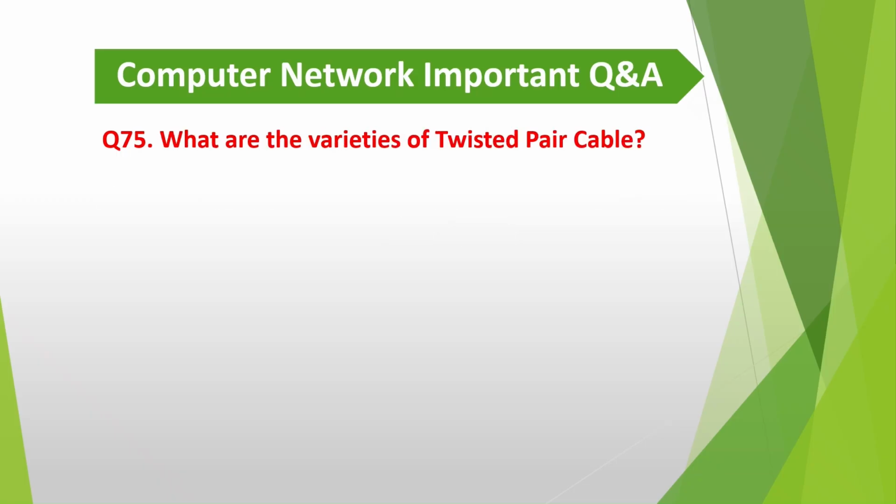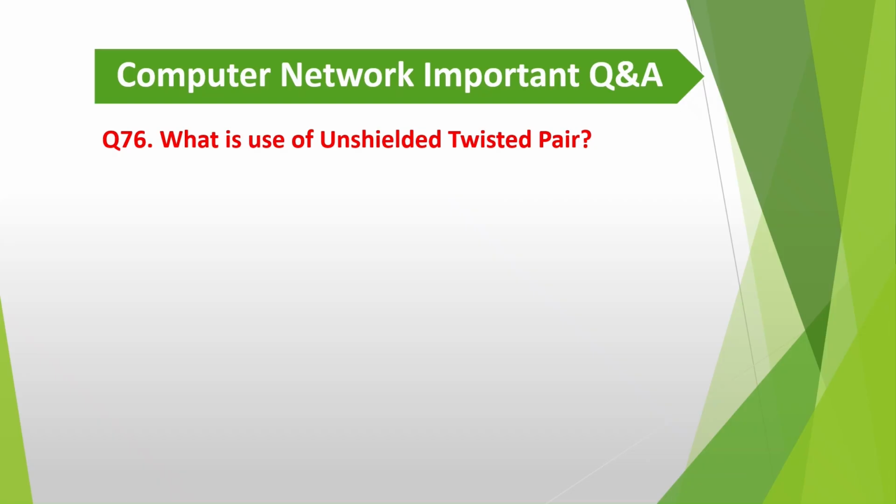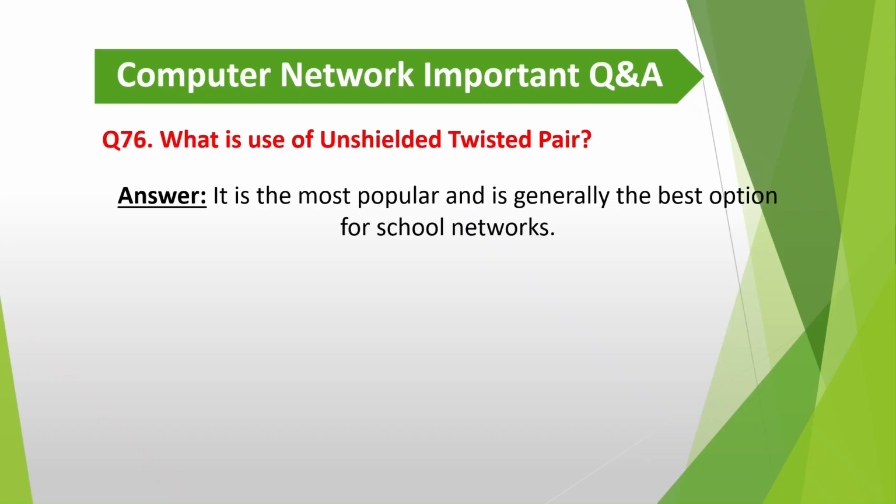Question 75. What are the varieties of twisted pair cable? Answer. Twisted pair cable comes in two varieties. 1. Unshielded twisted pair. 2. Shielded twisted pair. Question 76. What is use of unshielded twisted pair? Answer. It is the most popular and is generally the best option for school networks.